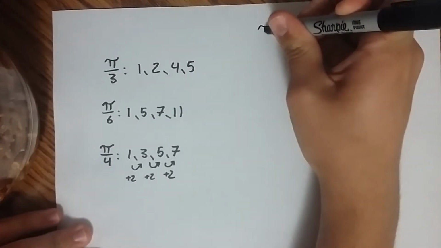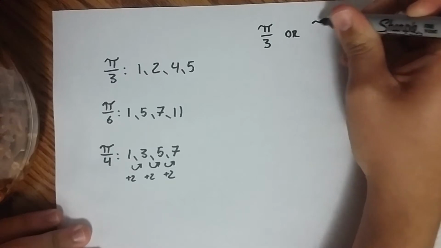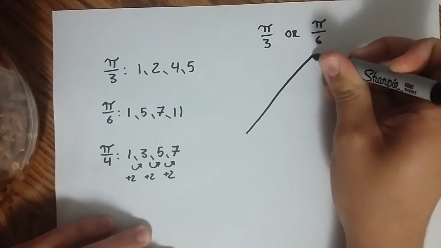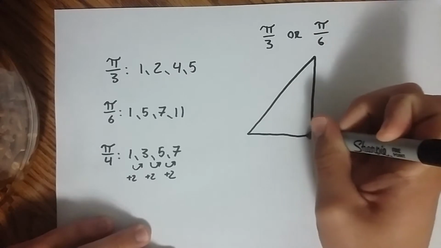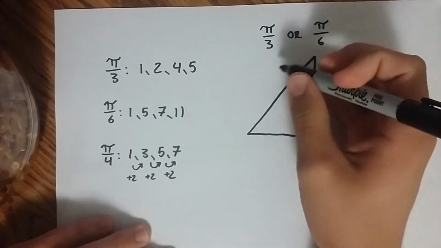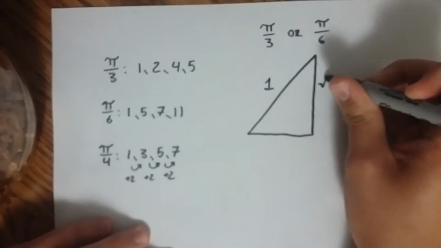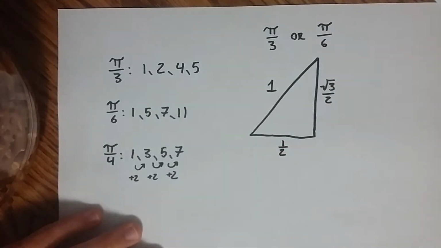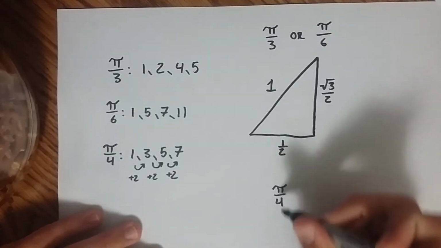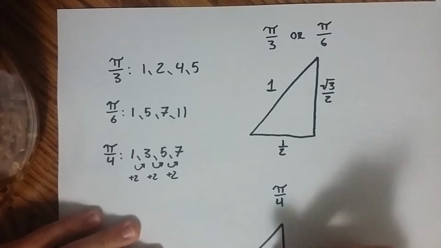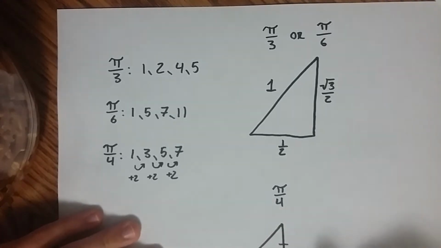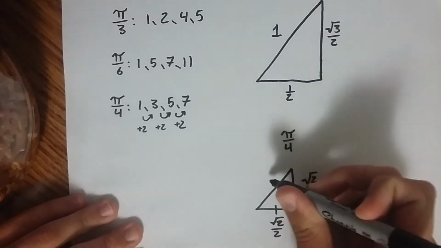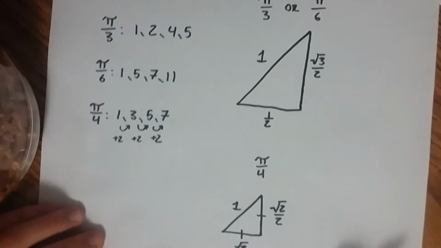Whenever you're dealing with pi over 3 or pi over 6, you need to memorize this triangle. The hypotenuse will be 1, the longer side will be the square root of 3 over 2, and the shorter side will be 1/2. And then whenever you deal with pi over 4, you'll make a triangle, and remember these two sides are the same length, square root of 2 over 2, square root of 2 over 2, and the hypotenuse will be 1. That's what you've got to memorize.